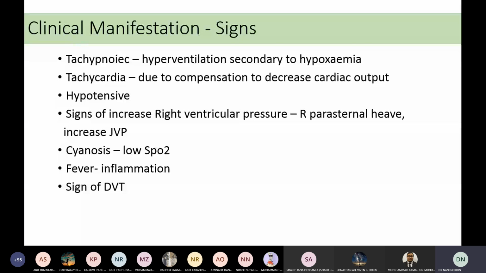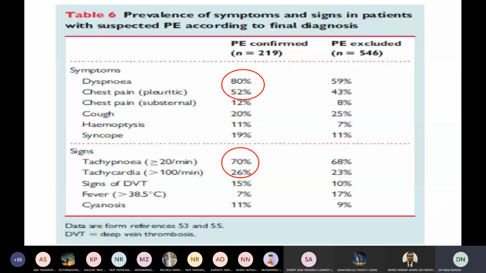All right. So these are just the profile of what they find. They can come with so many things, but normally dyspnea, chest pain, tachypnea, tachycardia, which is actually quite general, non-specific symptoms. That's why suspicion is the key in getting the diagnosis.